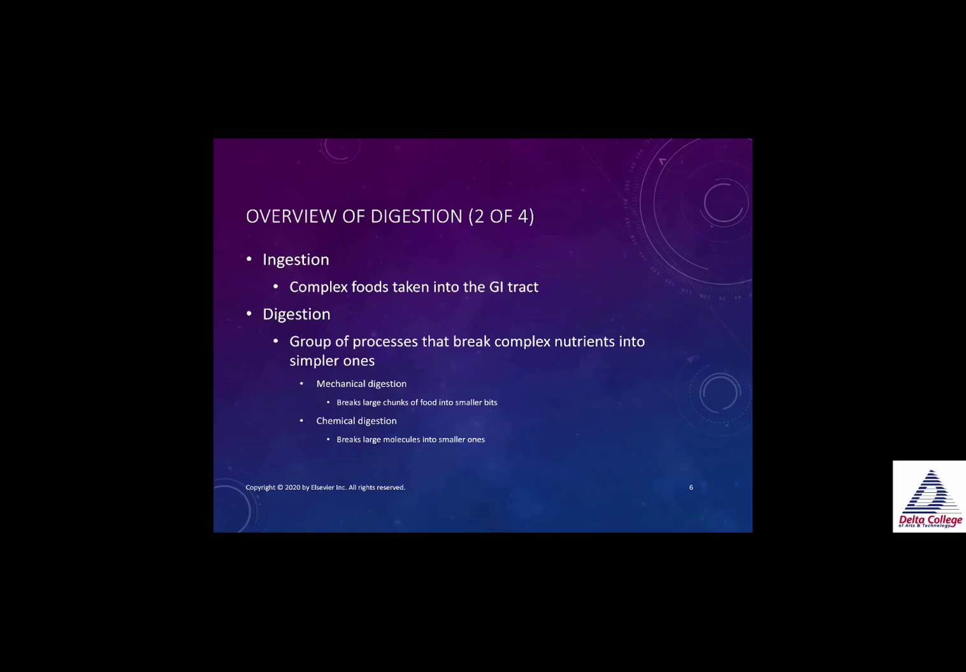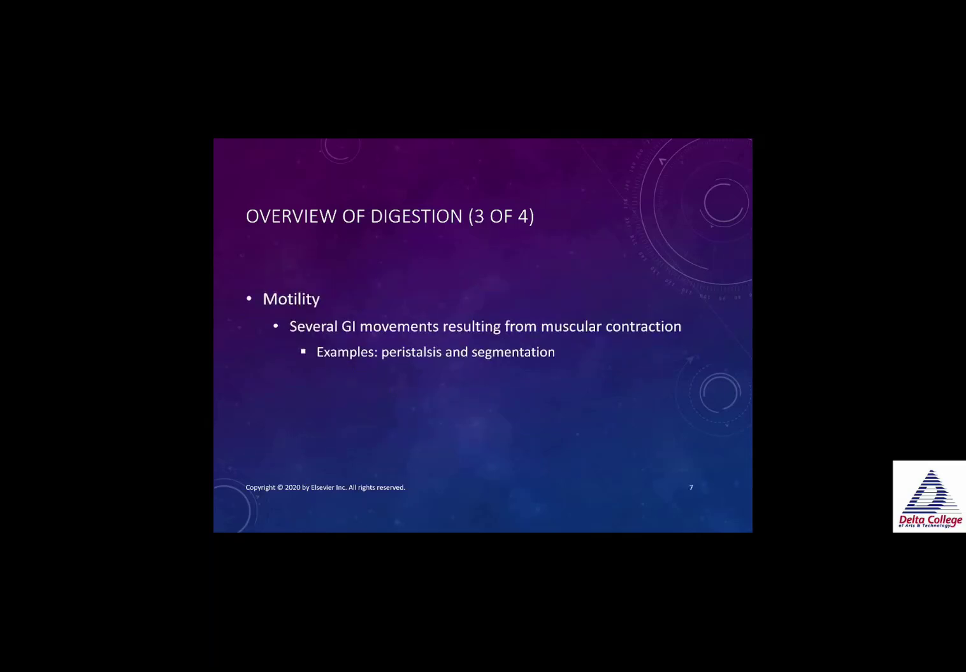So, ingestion. This is complex foods taken into the GI tract. Digestion is a group of processes that break complex nutrients into simpler ones. We have mechanical digestion, which breaks large chunks of food into smaller bits. And then we have chemical digestion, which breaks large molecules into smaller ones. Motility is several GI movements resulting from muscular contraction. Examples of this are peristalsis and segmentation.